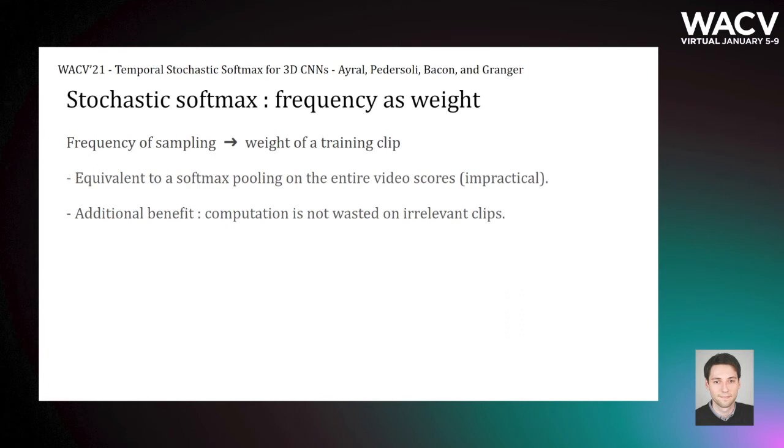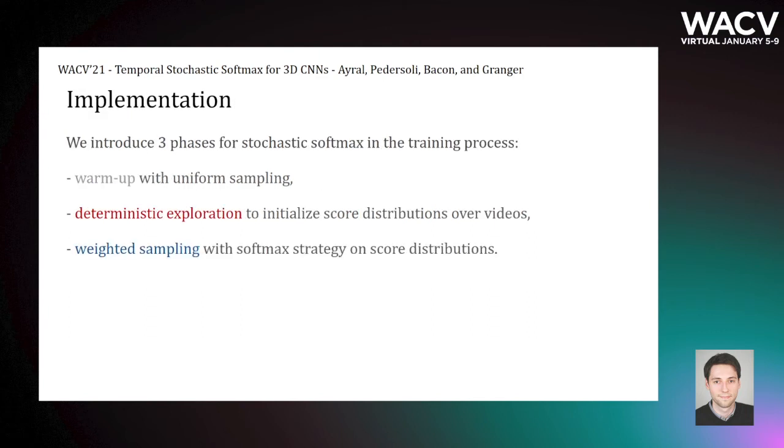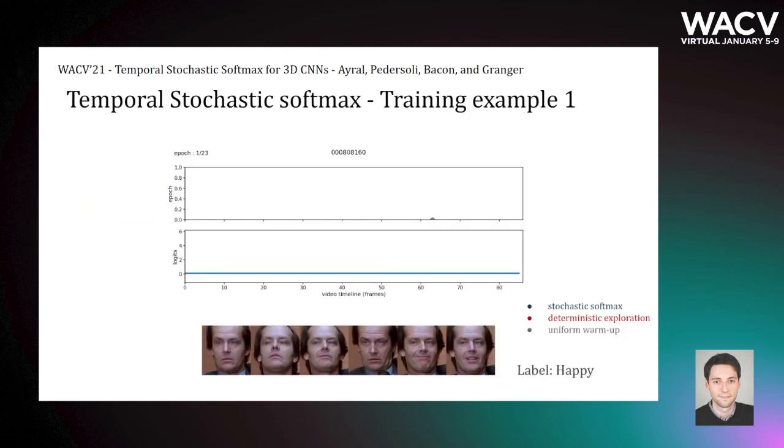In expectation, the result is equivalent to applying a softmax layer on the score sequence of the entire video, which is not possible in practice as we saw earlier. Also, with weighted clip sampling, computation is not wasted on irrelevant clips. The training process is split in 3 phases to facilitate the joint process of selecting clips and updating distributions: warm-up, exploration, and weighted sampling. Here is an example of the weighted training process.